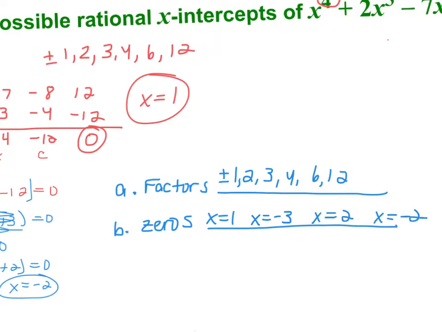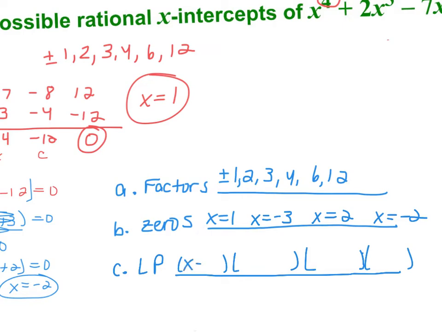Somebody asked me last period, can I just write x once and then write all of them out? That's fine. Just separate them by a comma. I like to write them like this, so when it says to write as linear products, I can really easily see that when I move my number to the other side, the sign changes. So when I move 1 over, this becomes x minus 1. This becomes x plus 3, x minus 2, and x plus 2.